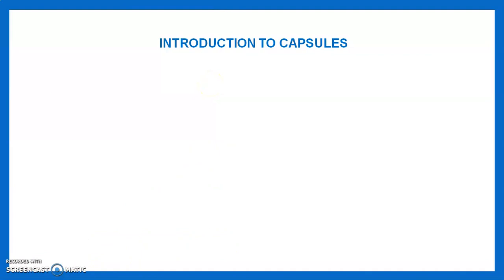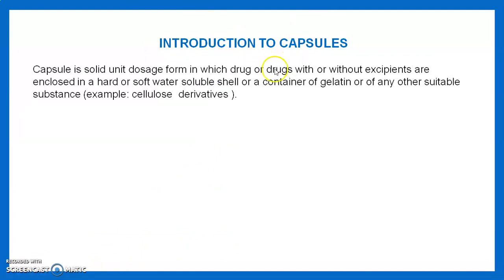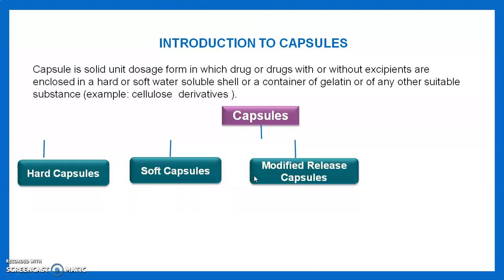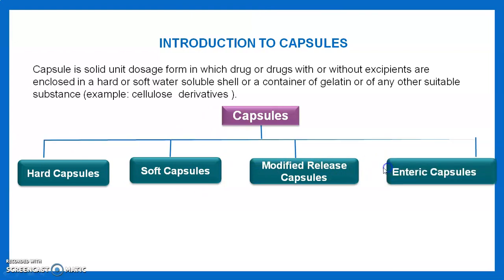Then we see the theory regarding the capsule. Introduction to the capsule. A capsule is a solid unit dosage form in which the drug or drugs, with or without excipients, are enclosed in a hard or soft water soluble shell or container of gelatin or any other suitable substance, such as cellulose derivatives. Then we see the classification of the capsule: hard gelatin capsule, soft gelatin capsule, modified release capsule, which is the newest form, and enteric coated capsule. Enteric coated capsules are for enteric release, released into the intestine.